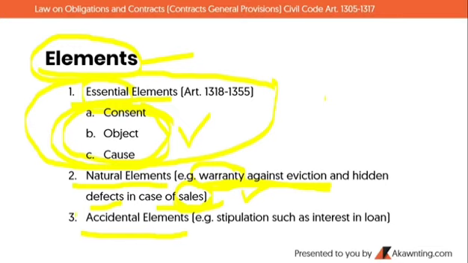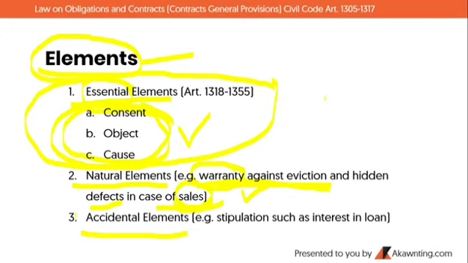Next, number 3. Accidental elements. So, these are the stipulation of the parties such as interest in a loan. Okay. So, by the way, ang accidental elements, initially, hindi siya nag-e-exist sa isang contract. Unlike sa natural element, di ba? Yung natural element, nag-e-exist siya at the start or when the contract was formed. However, accidental elements does not exist habang ginagawa yung contract or when the contract is formed.